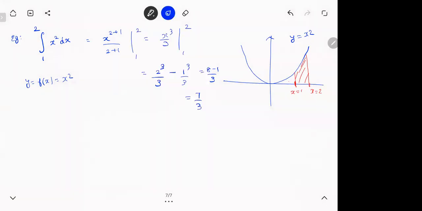The meaning of this integral is there is a curve y is equal to x square. Find the area from 1 to 2. So under that curve, that red color shaded area is there. That is the area which you found out using this formula.